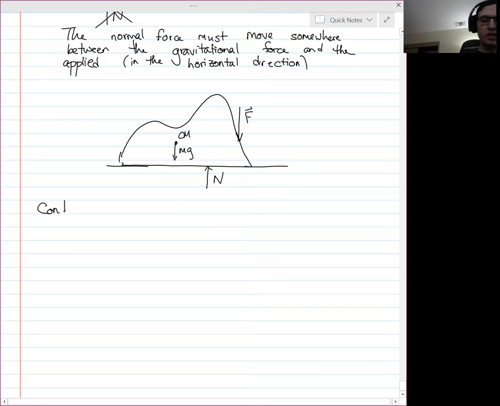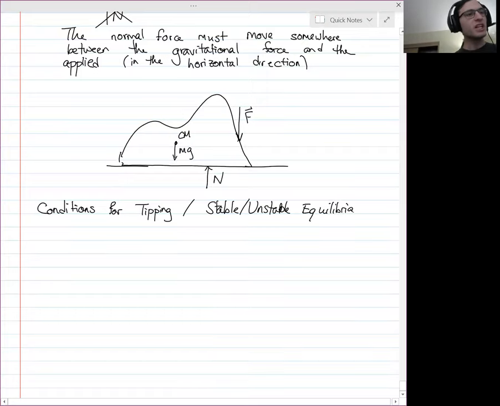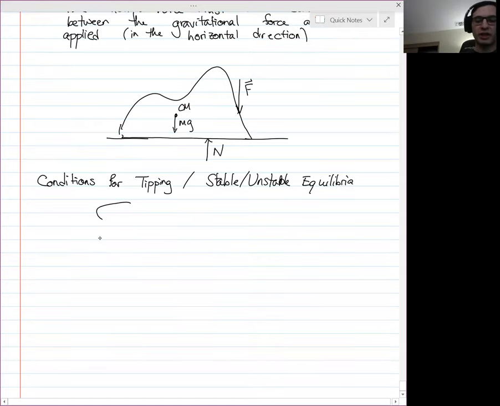So let's talk about conditions for tipping. Not like tipping at a restaurant, but tipping over. And stable and unstable equilibria, the plural of equilibrium. So let's slightly change the scenario. Instead of considering the above picture, let's consider this thing.